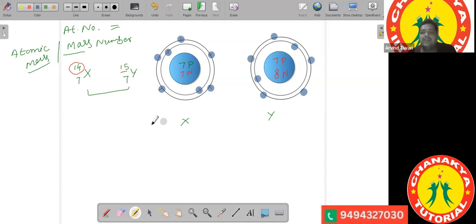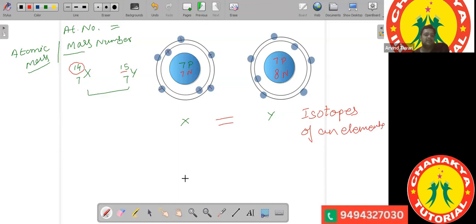And we have studied that the number of neutrons does not affect the reactions. As neutrons are neutral, they will not affect the reaction. So these two do not differ in reactions, and hence they are called isotopes of an element. So isotopes have similar properties, right? Let us define what isotopes are.